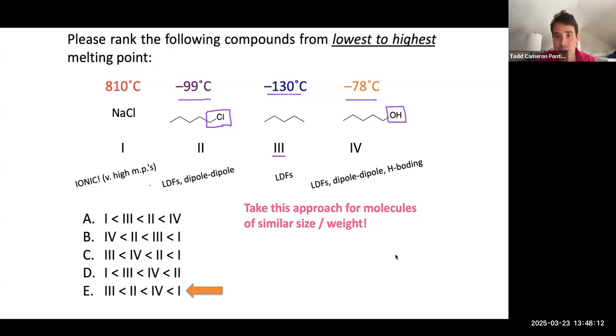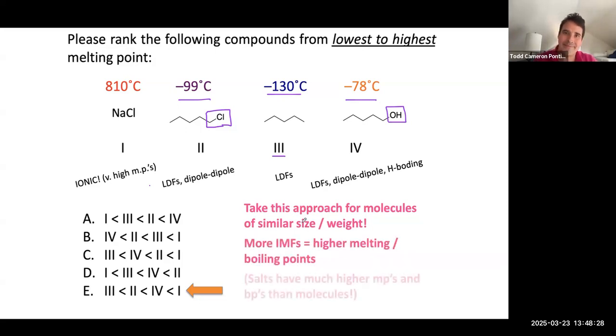And this is a general approach you can take when you're comparing molecules that are of similar size and weight. Look for which ones have dipole-dipole interactions and hydrogen bonding, etc. More IMFs, higher melting points, and higher boiling points. And again, salts have much, much higher boiling points than molecules.